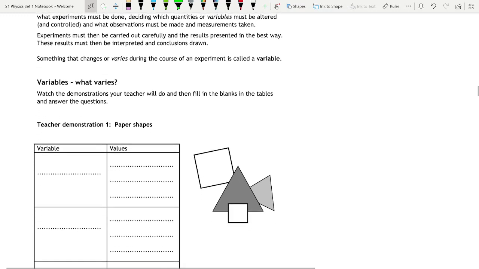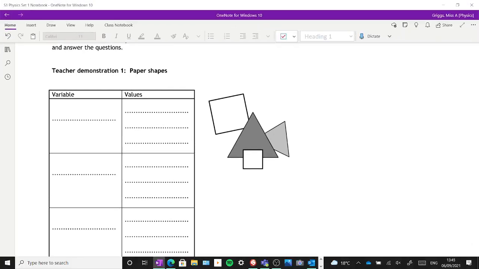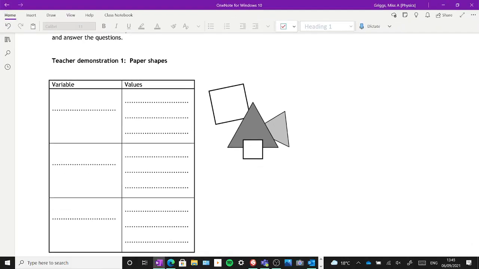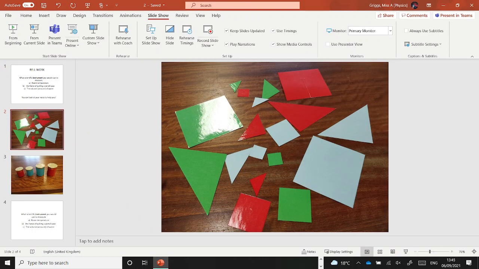So we're going to look at something very simple. We're going to look at some paper shapes. Now they are out on the desk at the front and I'll let you have a look at them in a second. But I also just want to show you a picture of them as well. So that's the same things as are out on the desk. So you'll see there's a variety of different shapes. There's a lot of things that are different about all these shapes. There are actually 3 different things that are different.